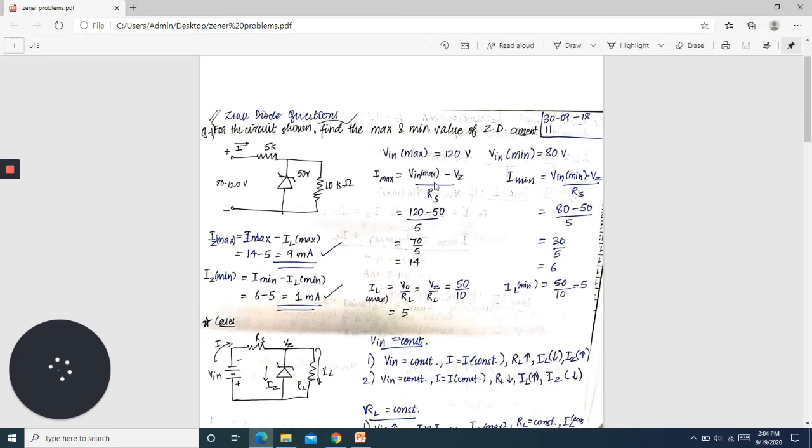Similarly, we can find I maximum by considering the maximum input voltage. So I maximum, when the input is maximum, that is 120 volt, is equal to V maximum, that is 120, minus Vz, that is 50, upon Rs, that is 5k, which will give me the value of I max. Can you see the change? 6 is the minimum current because of the minimum voltage, and because of the maximum voltage, the I max current is maximum. So this is 14 milliampere and this is 6 milliampere.